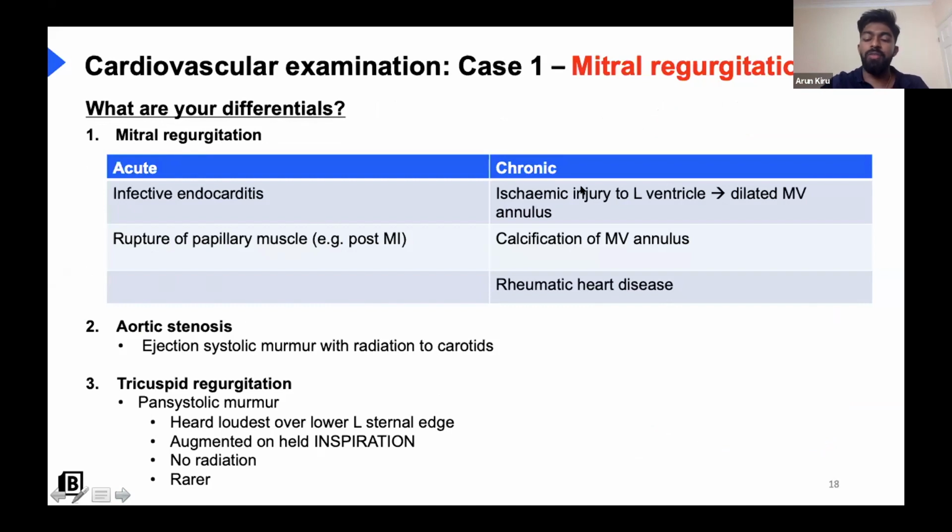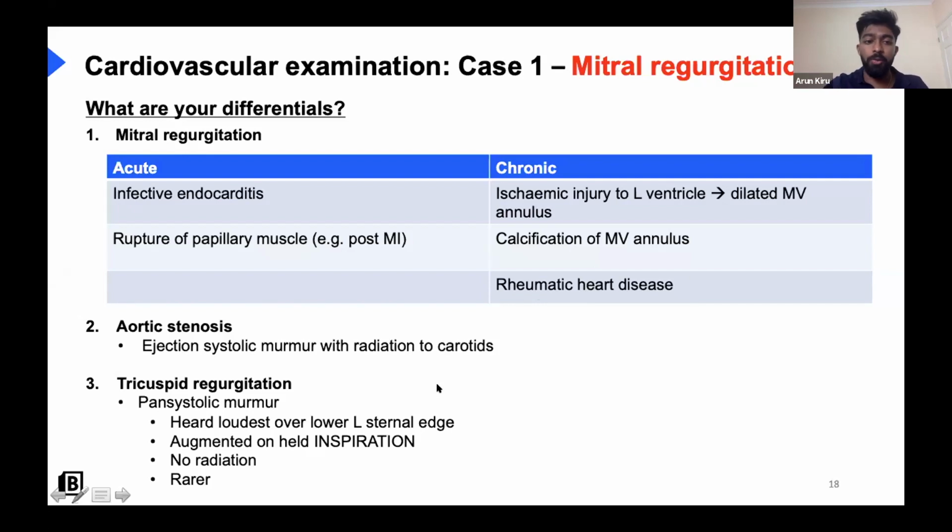Chronic things are, you've got long-term ischemia to the left ventricle, for example, heart failure. Then the mitral valve annulus, the ring where the mitral valve sits, becomes dilated, so it just doesn't fit properly. Therefore, the valve doesn't close properly. That mitral valve ring can become calcified. So once again, it's all that mitral valve not closing properly. And then rheumatic heart disease is very common in developing countries. And then you go to other differentials.